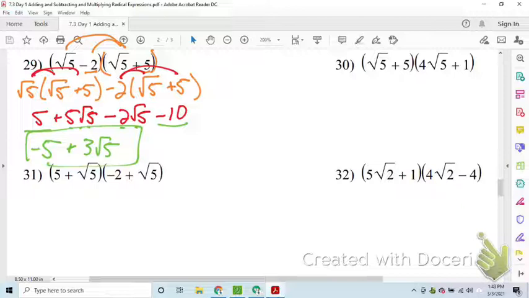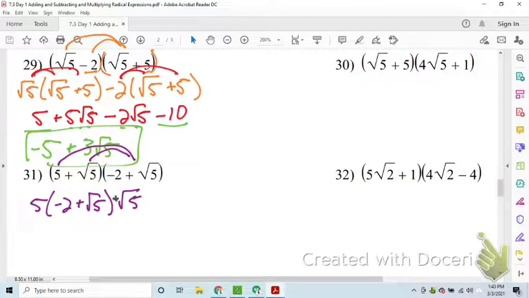Maybe it looks like the exact same. Well, we'll see. We're going to take this first term, multiply by all that. So 5, and then -2 plus root 5. And then we're going to take the second term, which is root 5, so plus root 5, times -2 plus root 5. That's a 5.